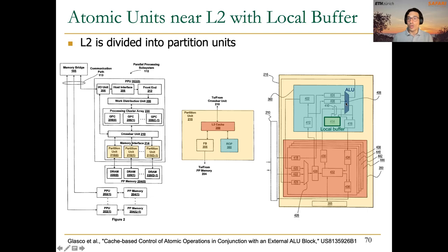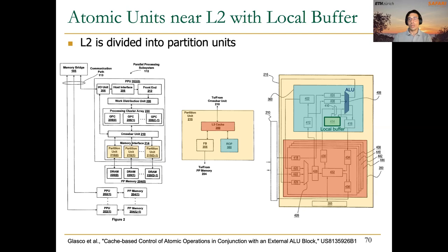So we may have the 32 threads of the warp wanting to update the same memory location. This memory location is going to reside all the time in this local buffer. So the access to it is going to be much faster, with significantly shorter latency than reading the cache line or reading the element from L2, because we are reading from an even closer local buffer, and the overall latency of the atomic operation is significantly reduced.